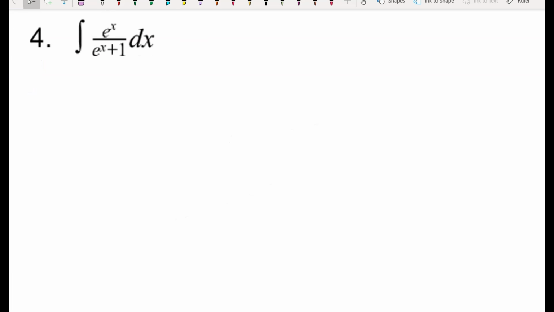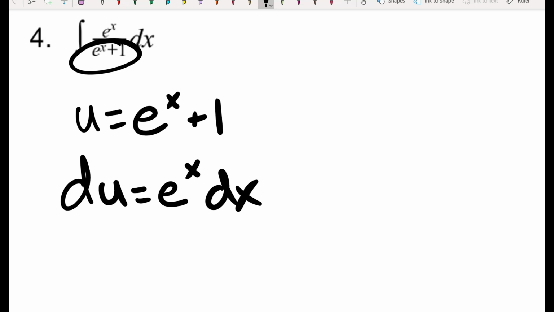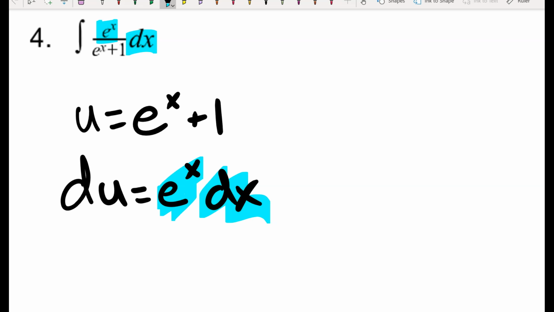For number 4, I have the integral of e to the x over e to the x plus 1 times dx. Now, it might not be obvious what to make u here, but you have 2 options, right? U is either going to be the numerator, or it's going to be the denominator. Now, what I'm thinking in my head is if I let u be the denominator, if I take the derivative of this, the derivative of e to the x plus 1, e to the x just turns into e to the x, and the 1 just goes away because it's a constant. So if I take the derivative of what I have in the denominator there, I'm actually left with exactly what I want to still replace there.